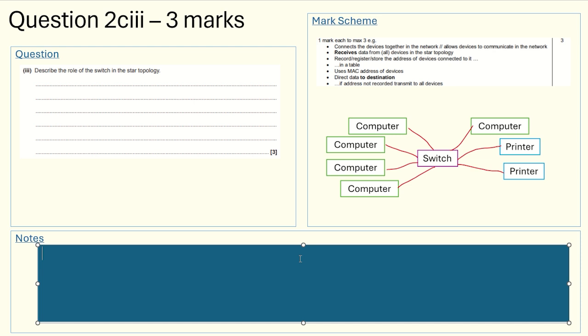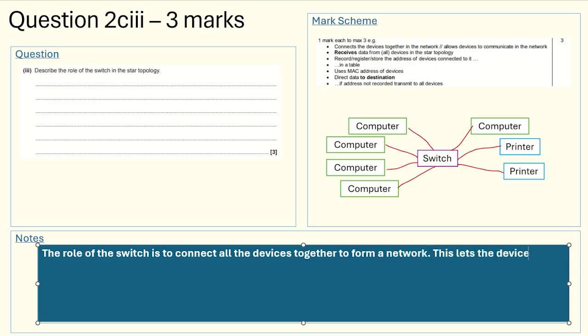So the first point that we could say here is the role of the switch is to connect all the devices together to form a network. We could also say that this lets the devices communicate with each other. Okay, so even though that's 2 sentences, this is within the same mark point here, but I've just elaborated on it slightly.